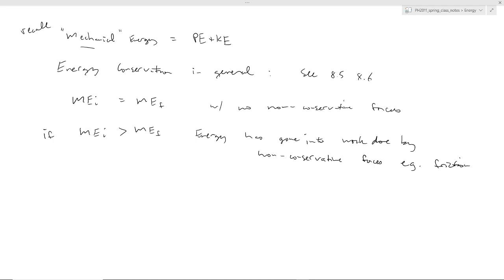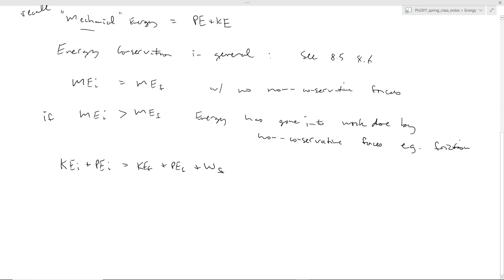There are definitely a few problems in the homework set that involve, oh, what if there's friction now? It makes things a fair amount more complicated. But just to lay it out, what it would look like is kinetic energy initial plus potential energy initial, i.e. mechanical energy initial, is going to equal kinetic energy final plus potential energy final plus some work that's been done by friction. Okay. So let me show you an example to give you a feel for this.